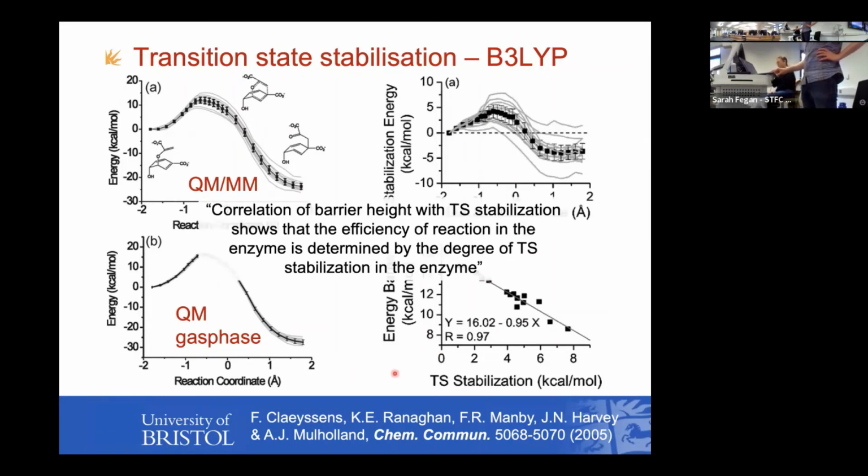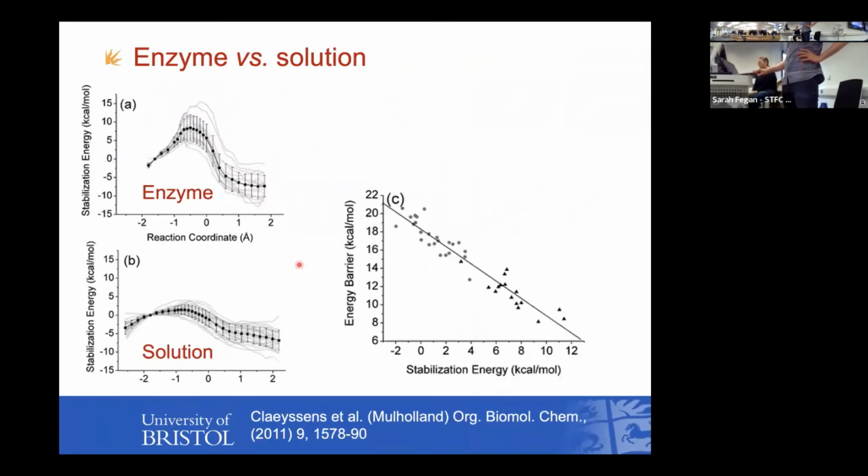So at that point, a while ago now, 2005, they could conclude that the correlation of barrier height with transition state stabilization shows that the efficiency of the reaction of the enzyme is determined by the degree of stabilization in the enzyme. They could go further later on where they've done the same thing, not only in the enzyme, so these are just the stabilization energies, but also in solution. Because if we want to compare this fairly, and we can do this for chorismate mutase, we should also compare what water is doing. Because it turns out that water, just aqueous solution, can stabilize a little bit as well.